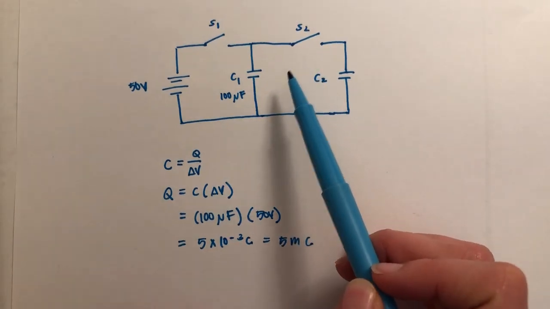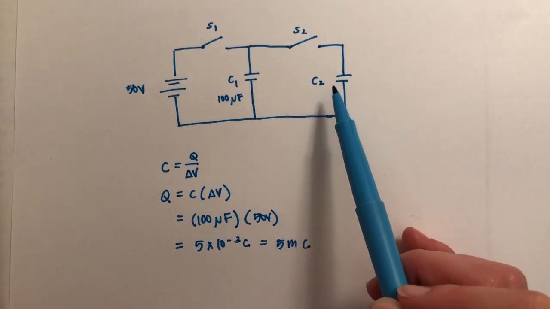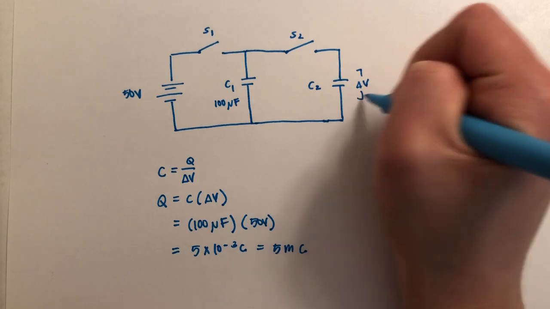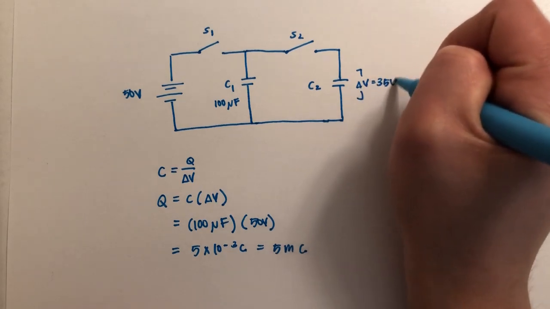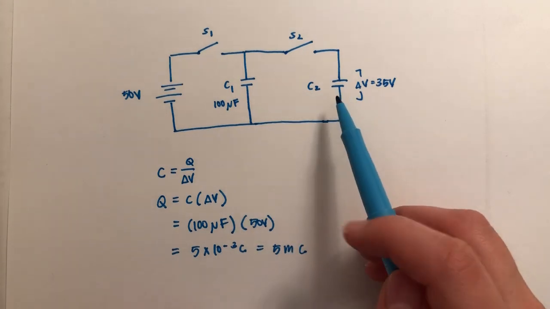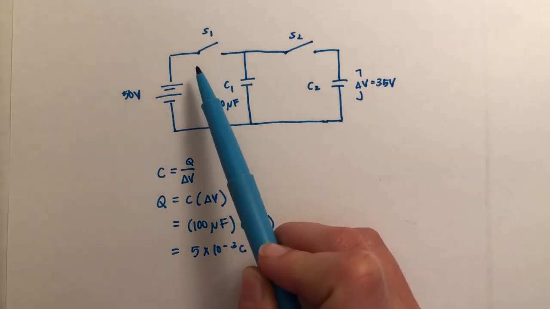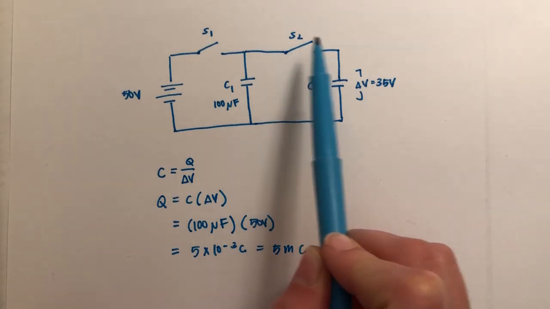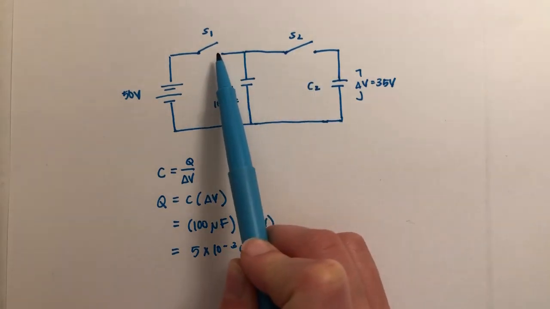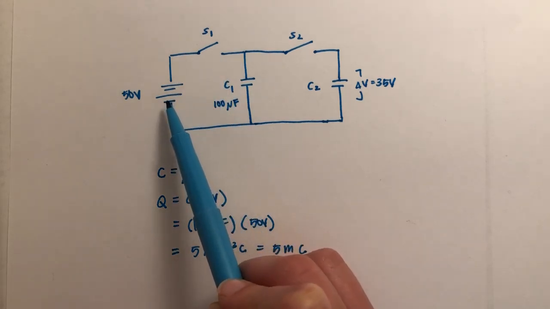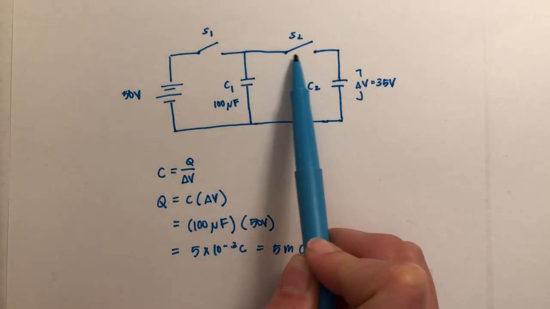So part B is after switch 2 is closed, the potential difference across capacitor 2 is measured to be 35 volts. Delta V here, 35 volts. Determine the capacitance of capacitor 2. So before switch 2 is closed, S1 is opened, which disconnects the battery from the circuit, and then switch 2 is closed.